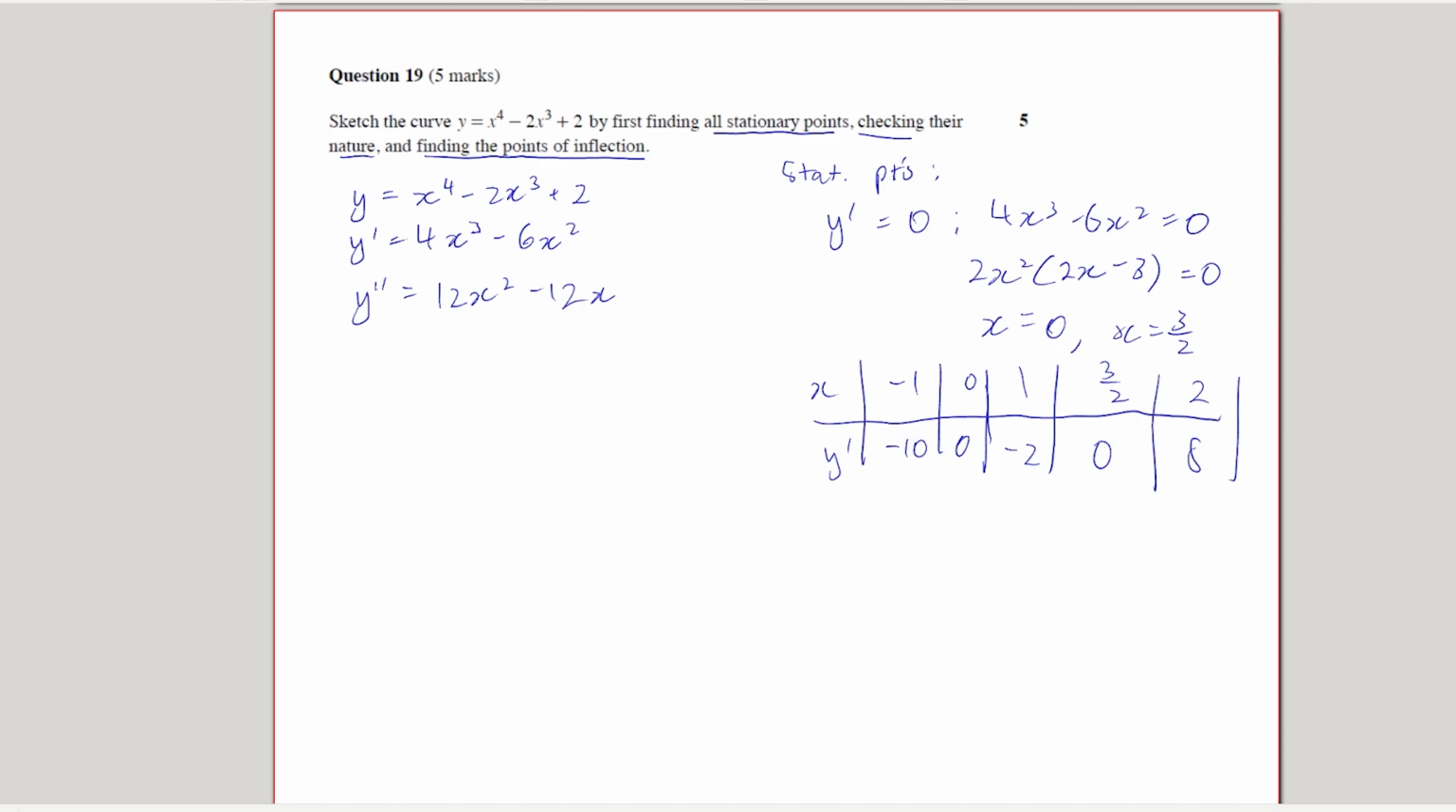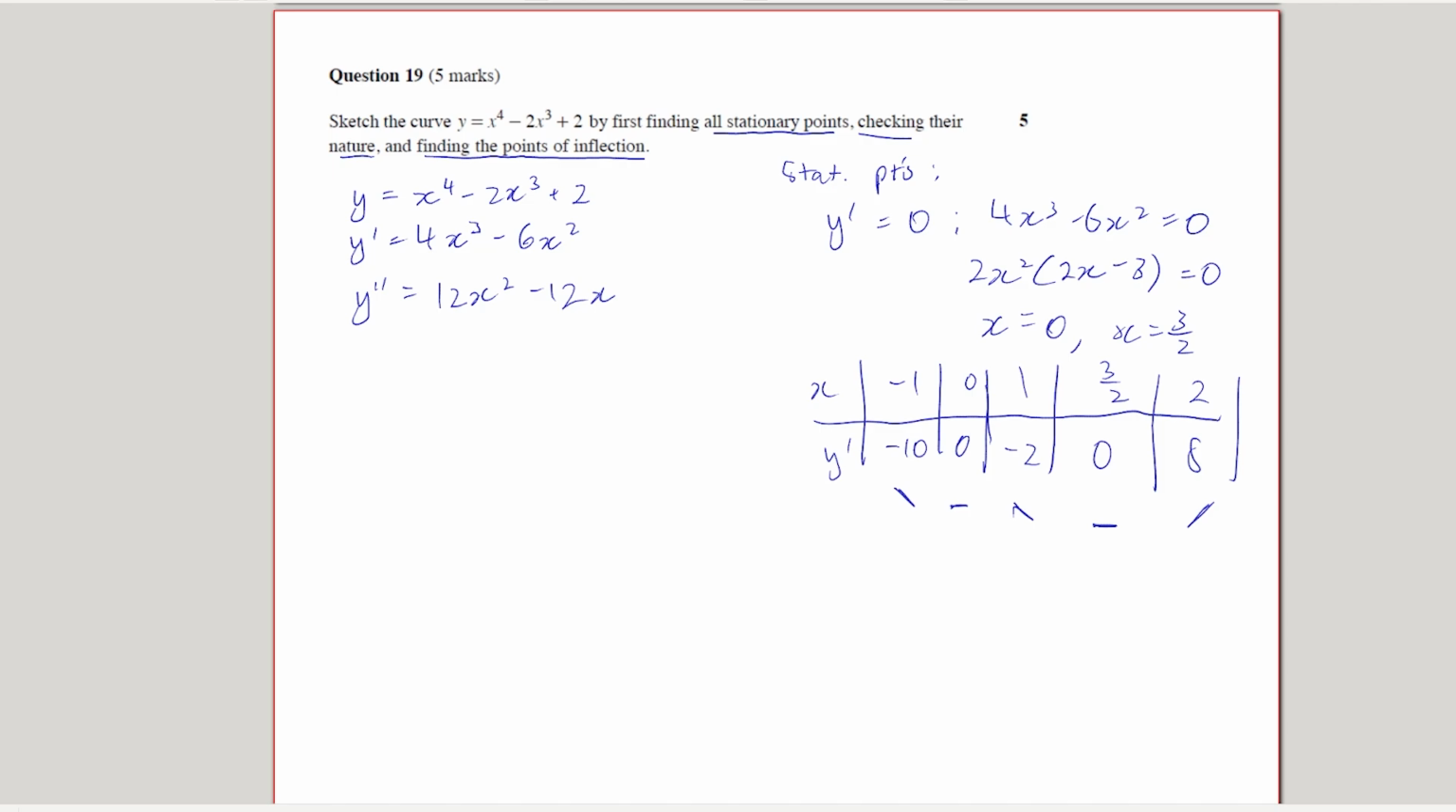Let's visualize this. What I like to do is at the bottom, I like to do something like this. It's going to be negative and then 0, because we're talking about the tangents here. When we're talking about y dash, we're talking about the tangents. So -2 is going to look like this, and then 0, and then 8 is going to look like that. Whatever's positive is pointing up, whatever's negative is pointing downwards.